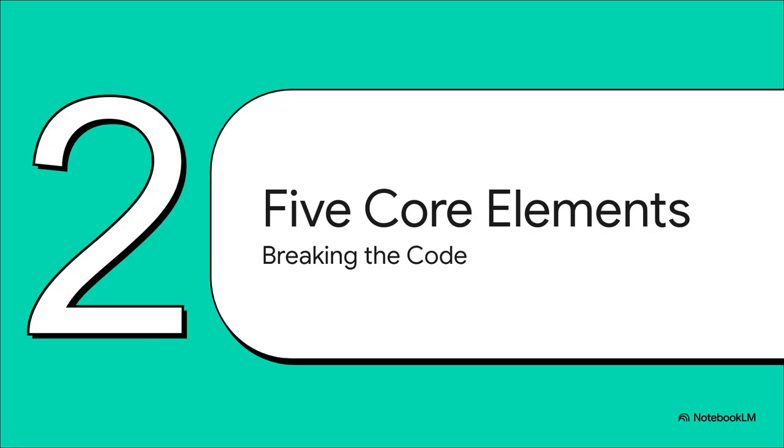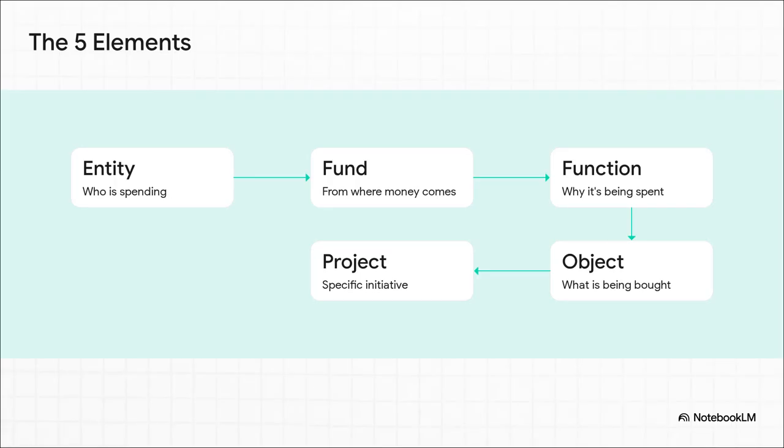Which brings us to Section 2, the 5 core elements. Basically, this massive code breaks down into 5 really digestible anatomical parts. The entire PIFRA chart of accounts is built squarely on these: entity, fund, function, object, and project.